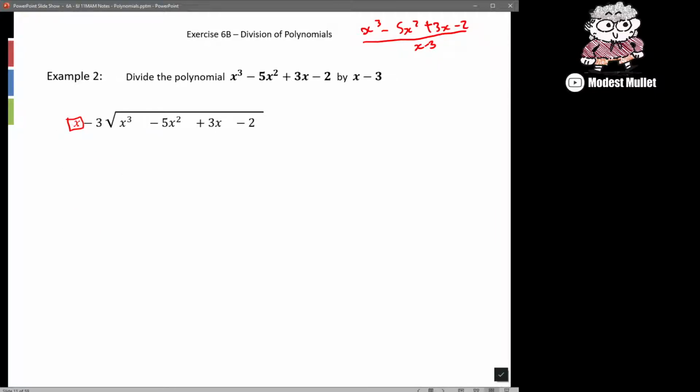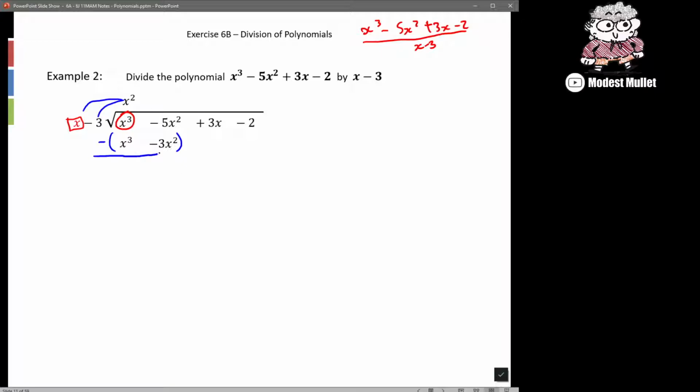So the very first thing, how many times can x go into x cubed? Well, if we divide x cubed by x, we get x squared, so we put that up the top. We're now going to multiply it by everything in front, so x squared times x is x cubed, x squared times negative 3x is negative 3x squared.